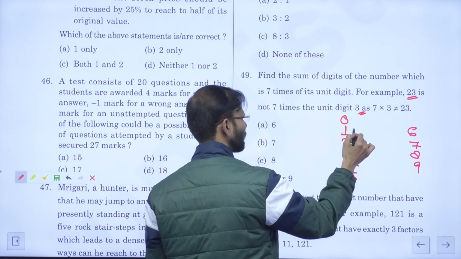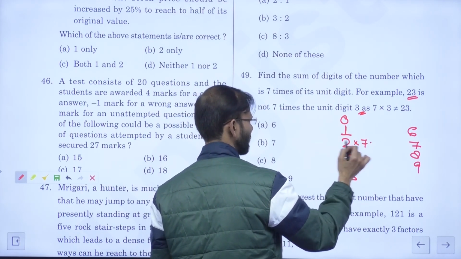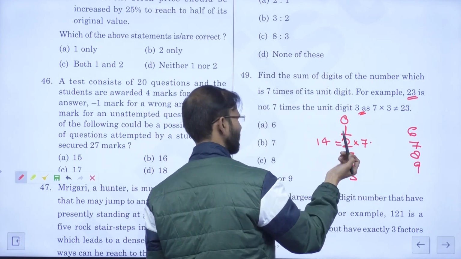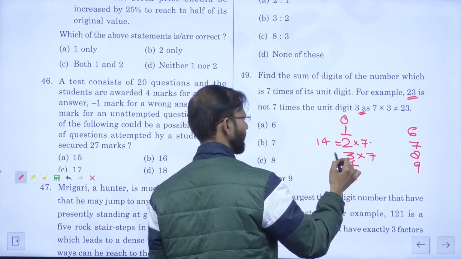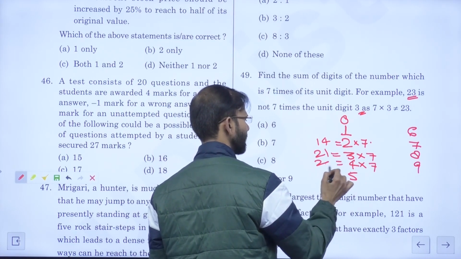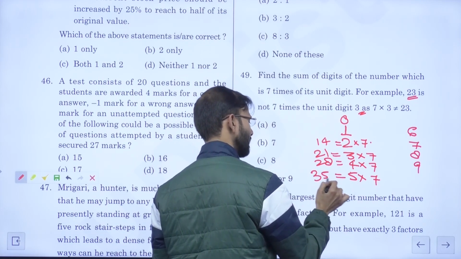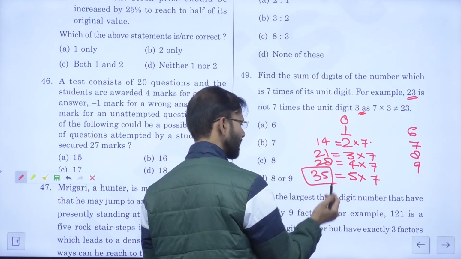0 into 7 is 0, 1 into 7 is 7, a one-digit number. 2 into 7 is 14, so the number can't be 14. 3 into 7 is 21. 4 into 7 is 28. 5 into 7 is 35. Everybody, now think about it.